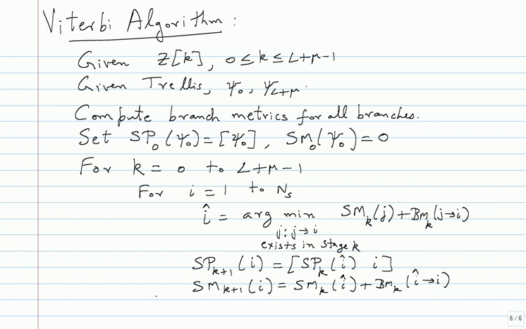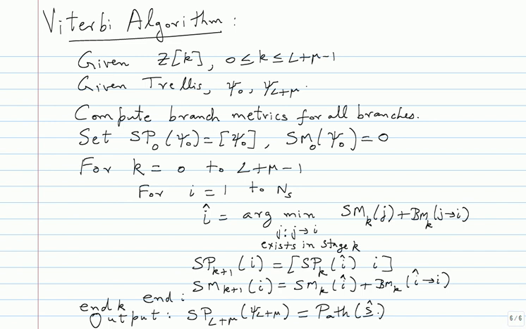Okay, so you end your two loops, you end i and k. Then what will be your output? Your output is what? SP L plus mu of psi L plus mu, the survivor path at the final state. I know that's unique. There's no problem. Once I've terminated, I'll have only one survivor path at the end. That one I'm going to output, and that will correspond to the path of S hat. So you come back on that path and figure out what S hat would have been transmitted.